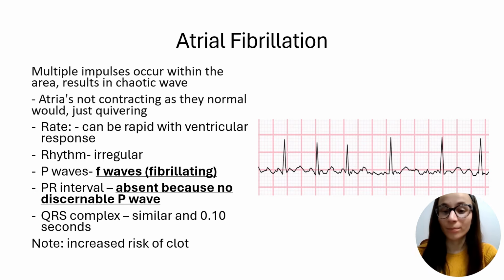And this could, by the way, increase someone's risk for a stroke because the blood could just remain static in the atria. It's not coming out. It's not all coming out and contracting like it should. So that's why someone with atrial fibrillation would be at risk for blood clots, because when blood stays still, it could clot.